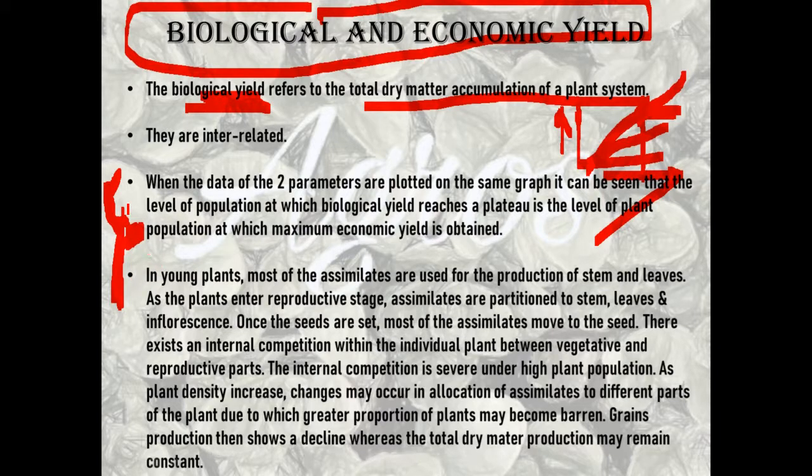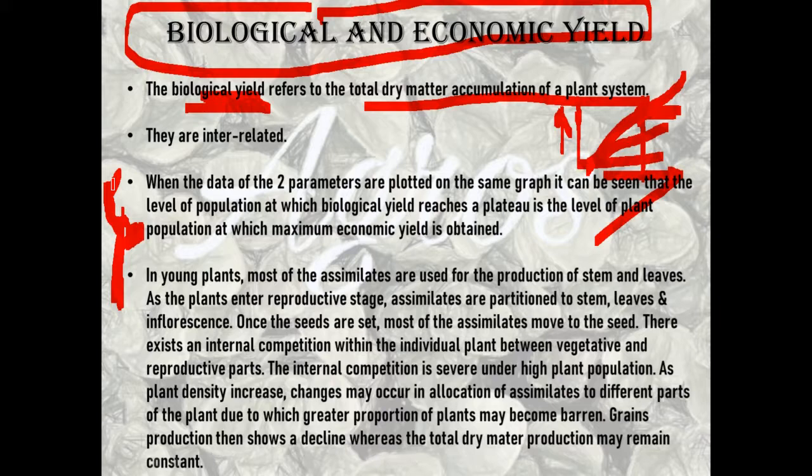Then, after first pollination and fertilization, the seed starts to set in. When the seed sets in, the plant tries to give most of the dry matter to the seed, giving rise to internal competition among all the parts of the plant.